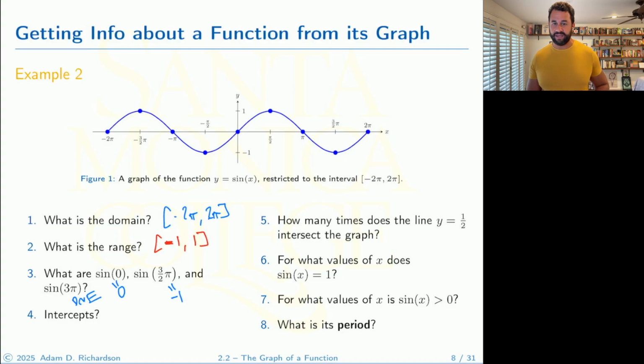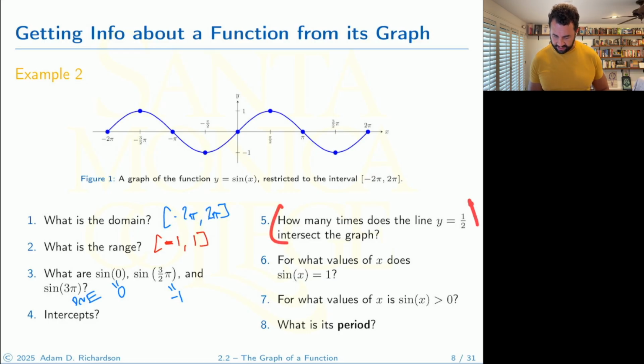I'll just write DNE. Now, here's one thing I want to mention about this particular graph. This graph is specifically cut off at negative 2 pi to 2 pi. We could extend this graph as we'll do in chapter 6, but as it's presented in this picture, it's cut off at negative 2 pi to 2 pi. Okay, here's a good question.